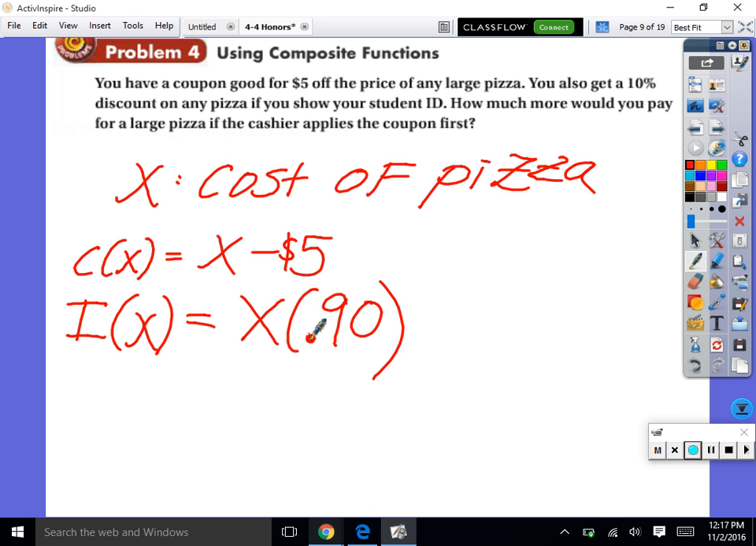Okay. So that's the worksheet. Watch the video lesson for it. Okay. So now it says, how much would you pay for a large pizza if the cashier applies the coupon first? So think about that, guys.